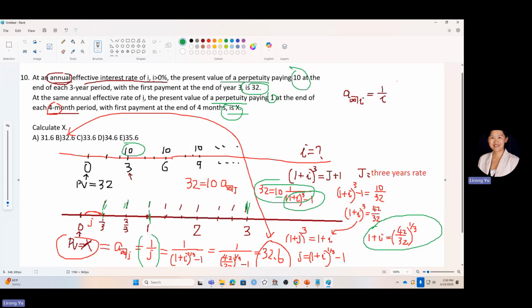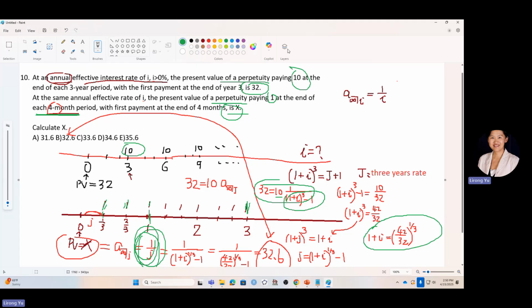Now, it's kind of like this, right? The payment is 1. The interest rate, I'm calling it J. J is the 4-month rate. That's how frequent the payment is. We're being paid $1 every 4 months. We need the 4-month interest rate. So what exactly is a 4-month interest rate? 4 months is one third of the whole year.